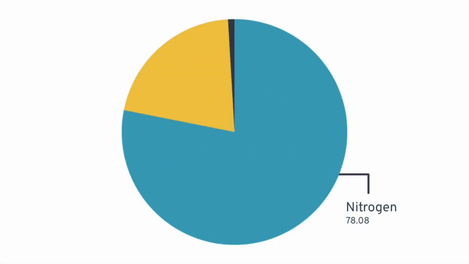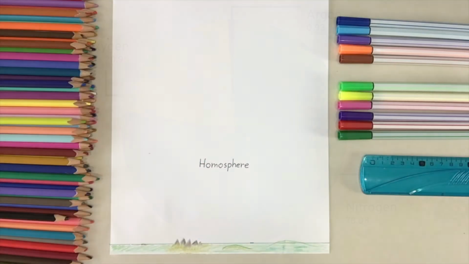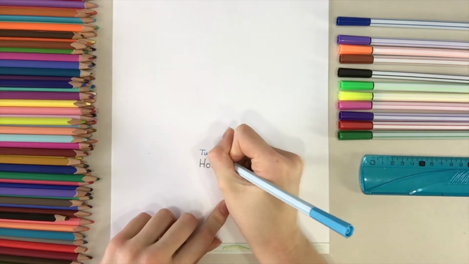The air we breathe consists of mostly nitrogen at 78%, with oxygen following at 20.95%, and other gases in trace or varying amounts like argon, water vapor, and carbon dioxide. The turbopause separates the homosphere and heterosphere at approximately 80 kilometers.